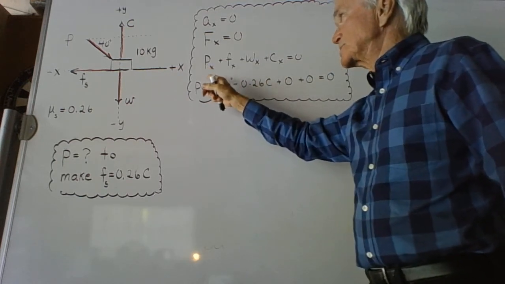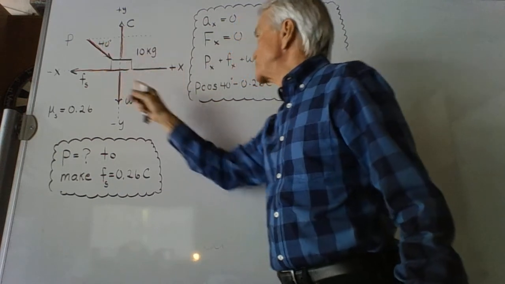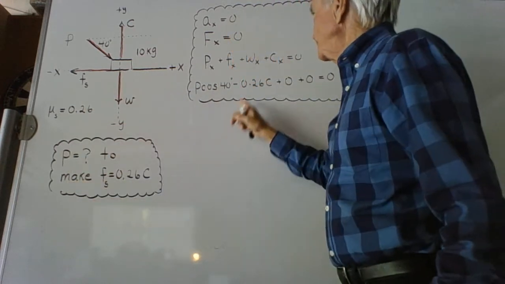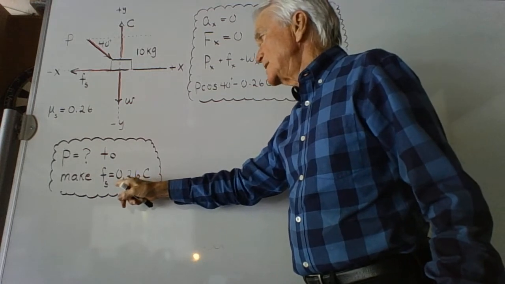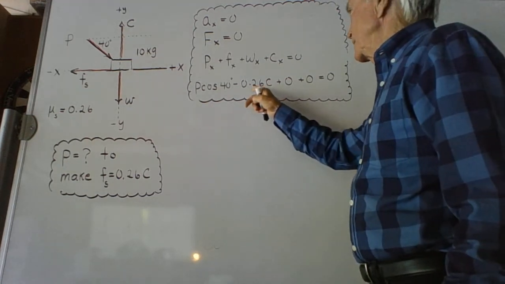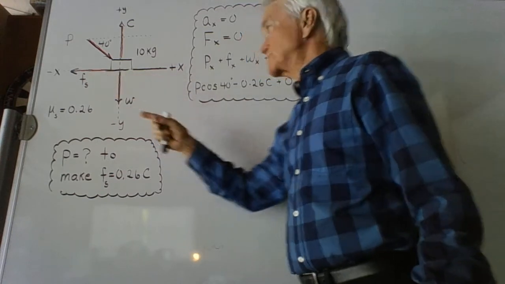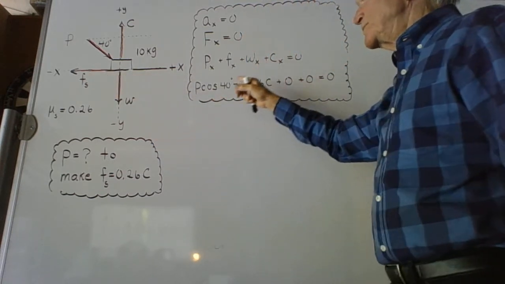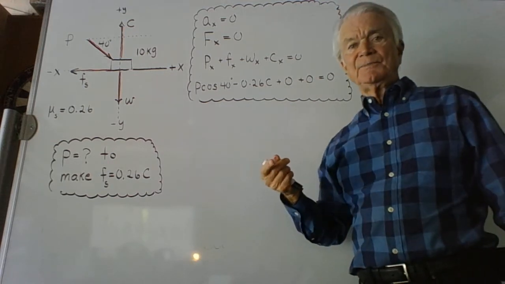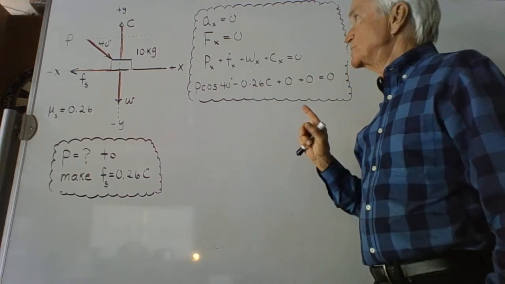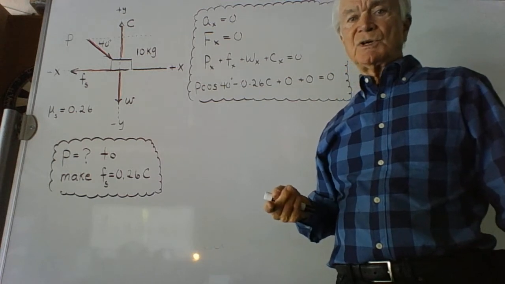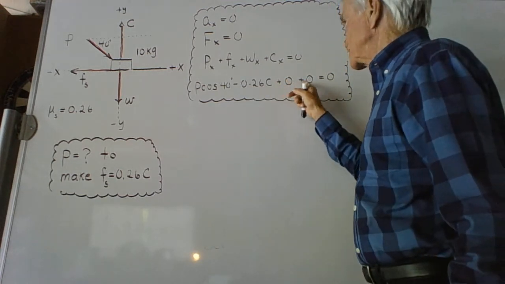Back to the P. Its x component is the magnitude of P times the cosine of 40, positive. The x component of the frictional force is the negative value of this, assumed to be the largest possible friction force. And it's negative because that frictional force points in a negative x direction. The x component of W is 0 because W is perpendicular to the x-axis. Same statement is true about the contact force. It's perpendicular to the x-axis, has 0 component along the x-axis. So we have a 0 and a 0.